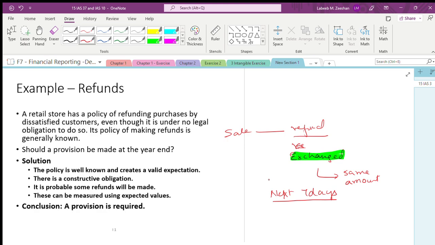The policy is well known and creates valid expectations. You are telling everyone, not just one person. The condition says that it should apply to all. That is what makes the policy well known. There is a constructive obligation. They are giving you an assurance, and when you are talking in terms of a policy, it means it is a constructive obligation.